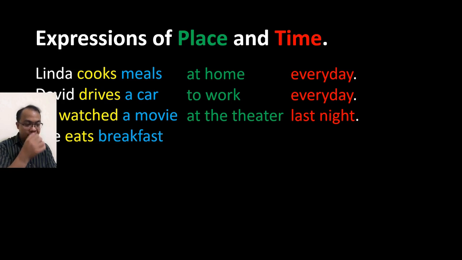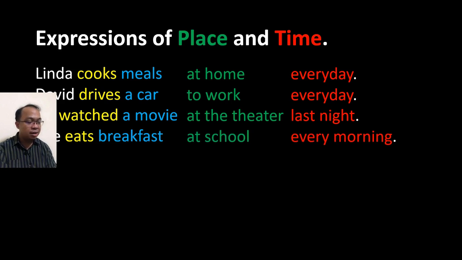After we have got a full meaning sentence already, we can start thinking about adding time and place. So our place and time is here: at school every morning. She eats breakfast at school every morning. And now our sentence has become longer.